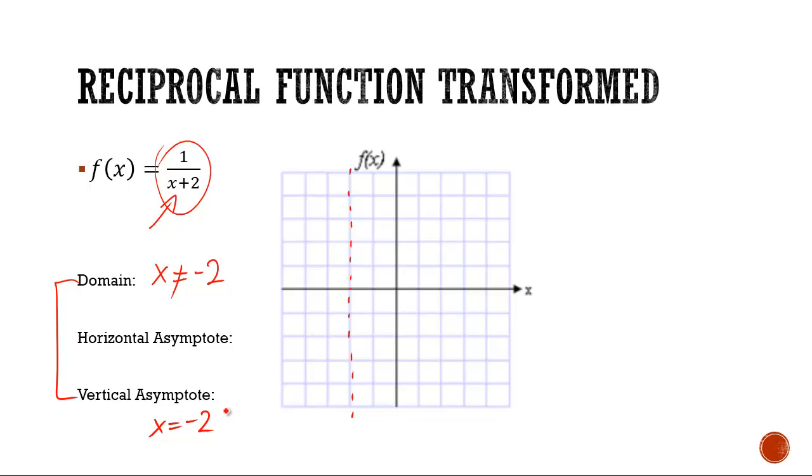Well, that means that as we get closer and closer to this point, we're going to get more and more to the infinities. Now, you can find a bunch of points, and you'll find that this will actually be the exact same graph as we had in the previous part, but it will be shifted over by 2 to the left.